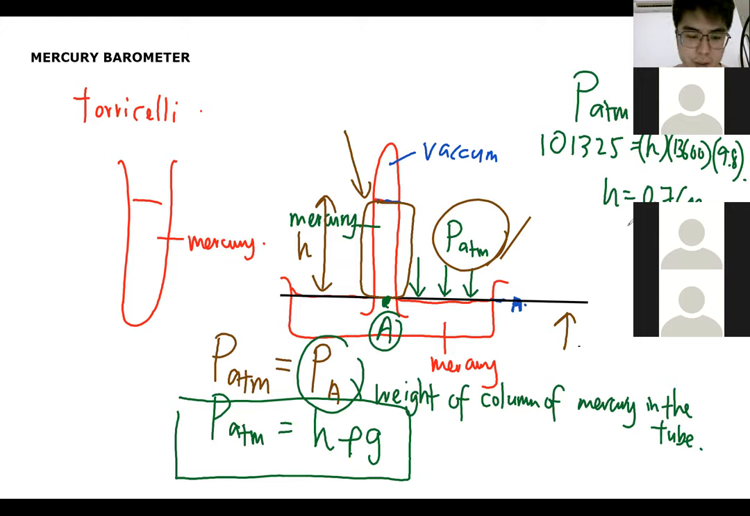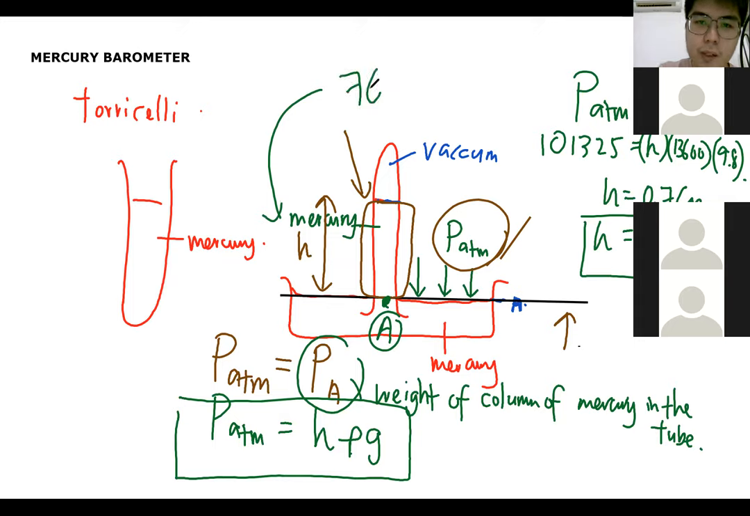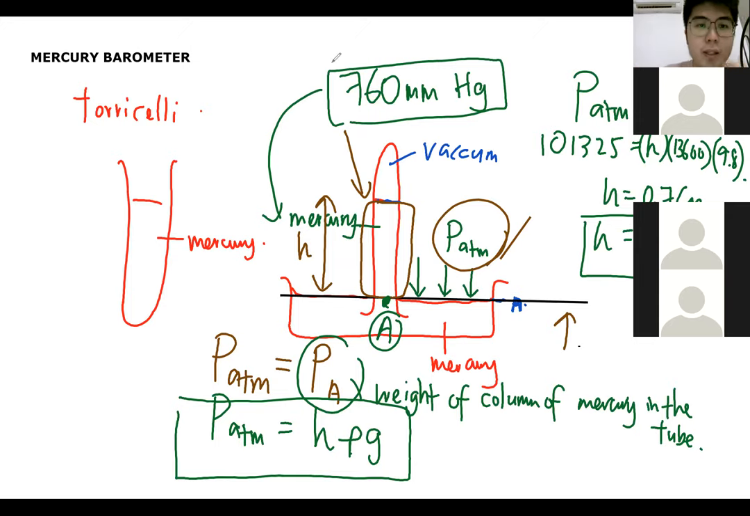So 0.76 meter is equivalent to 760 millimeter. Meaning that if you put mercury in the tube and then invert it, immerse it in a basin of mercury, you will see that this height here will be 760 millimeter. Which is why the atmospheric pressure is expressed as 760 millimeter Hg. Because if you use a barometer, this setup is called the barometer, the height will actually be 760 millimeter Hg.